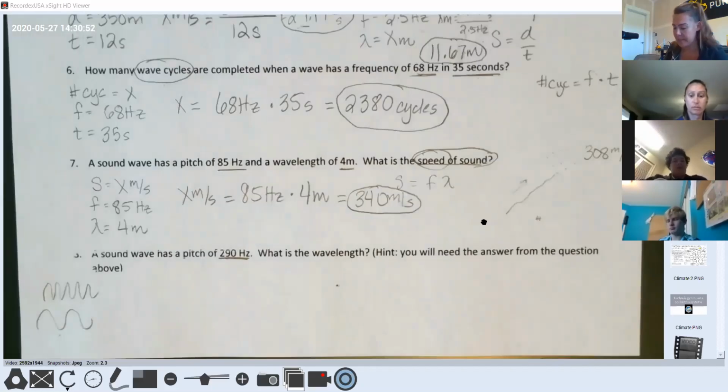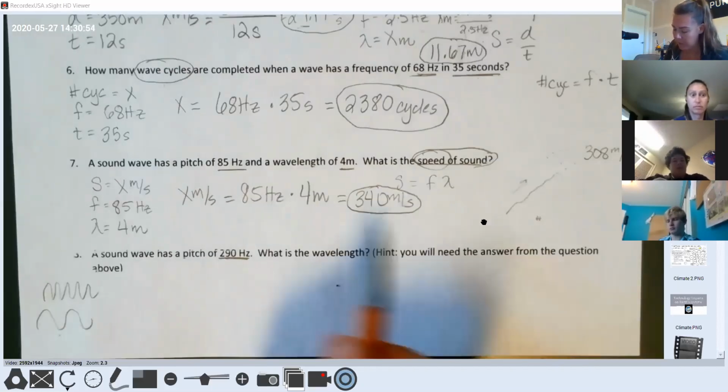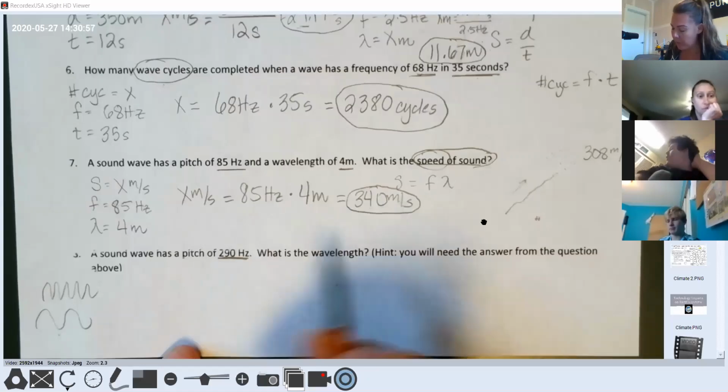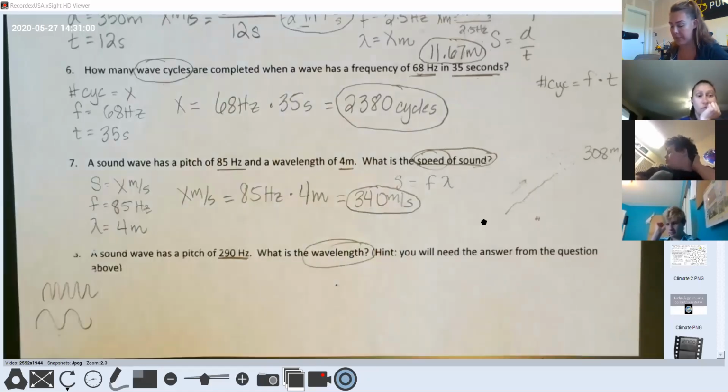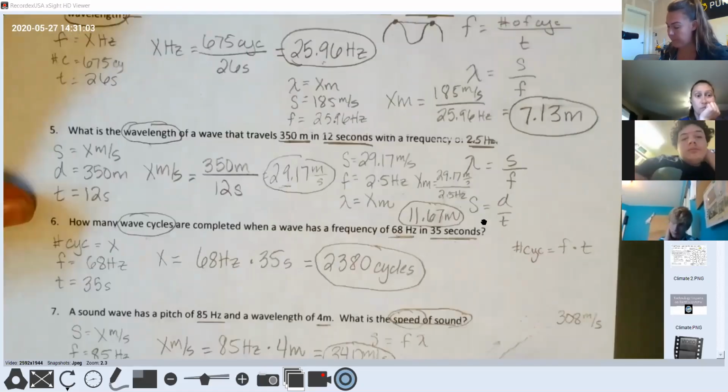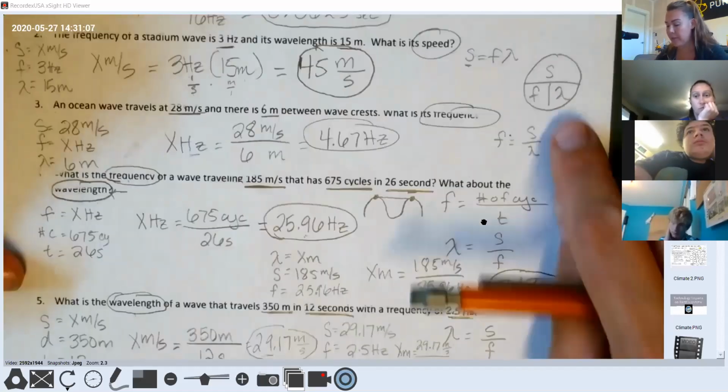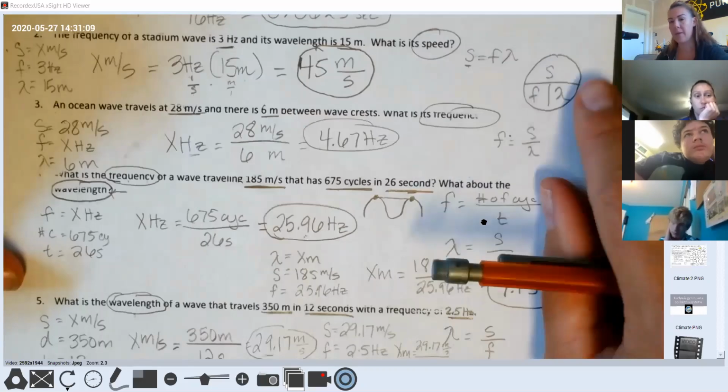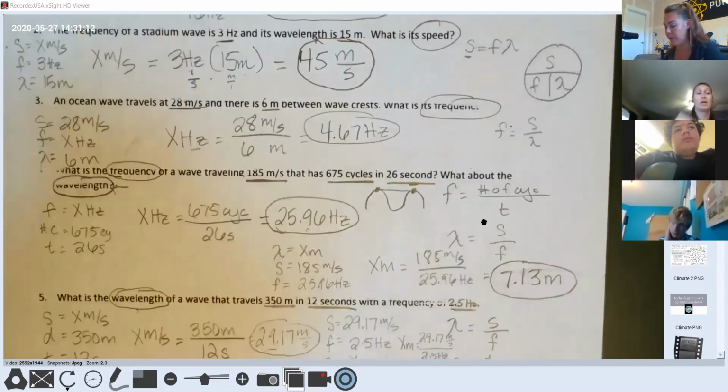Okay, so we're going to take what we found up here, and we're also going to take the frequency, and we want to find wavelength using all that information. Since we're finding wavelength, we're given a speed and a frequency. Okay, so we're going to have wavelength equals speed divided by frequency.